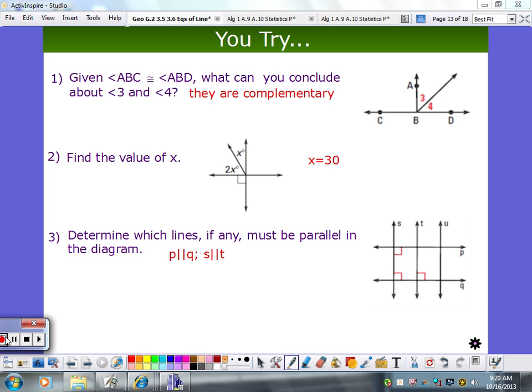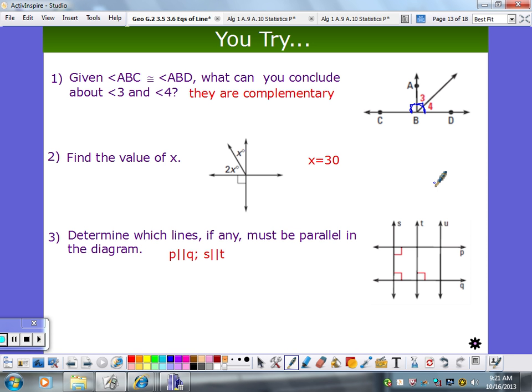Well, angles ABC and ABD are congruent. And if they are a linear pair, that means they have to be congruent. That's that first theorem: if two lines intersect to form a linear pair of congruent angles, then they are perpendicular. So these must be perpendicular then. So 3 and 4 are complementary. Why? Because they add up to 90 degrees, right? Excellent.